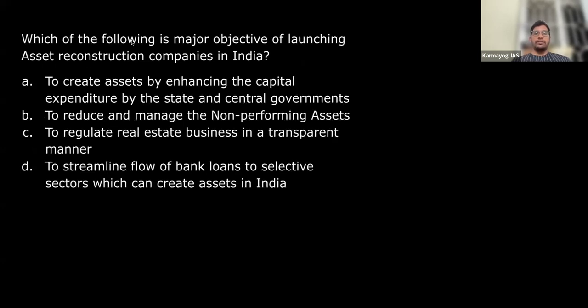Next one, which of the following is a major objective of launching asset reconstruction companies in India? To create assets by enhancing the capital expenditure by the state and central governments, to manage the non-performing assets, to regulate the real estate business in a transparent manner, or to streamline the flow of bank loans to selective sectors which can create assets in India. So a very popular one: asset reconstruction companies are launched to manage non-performing assets. Right? Answer is B.